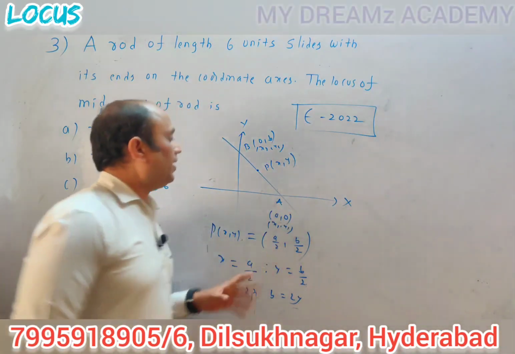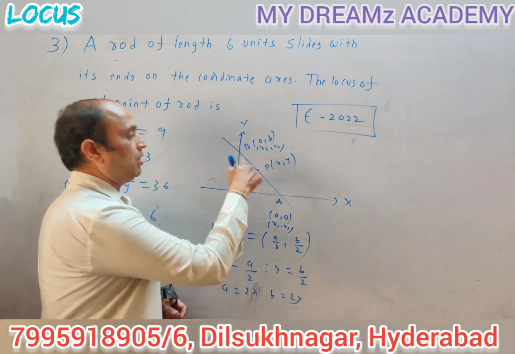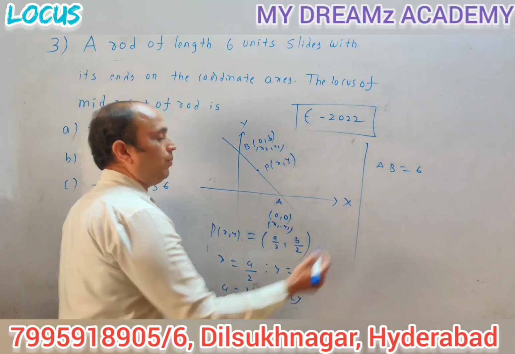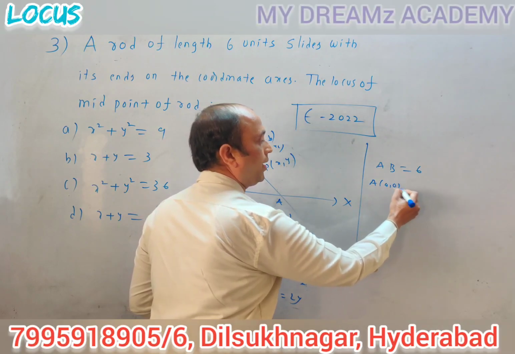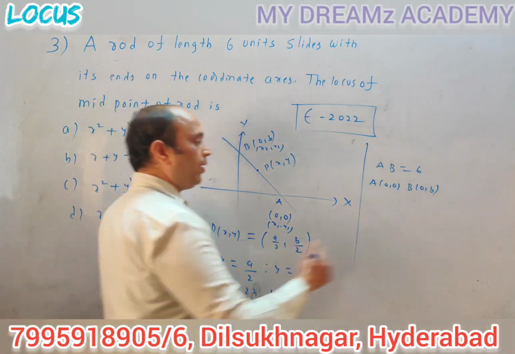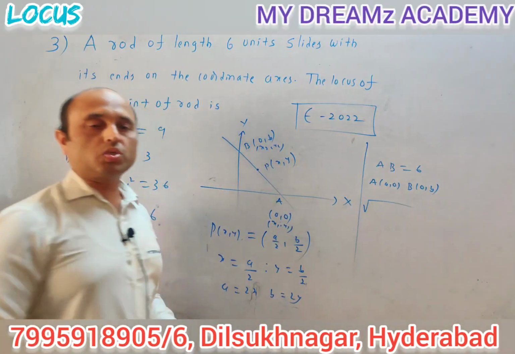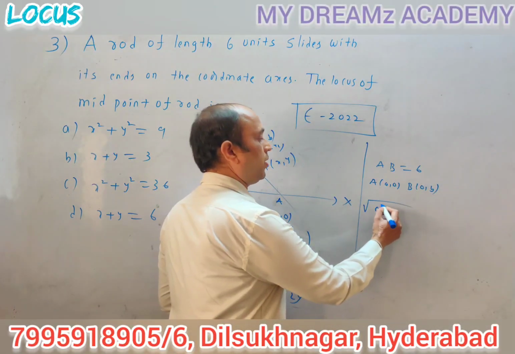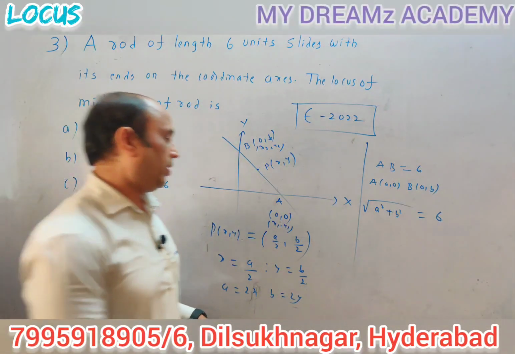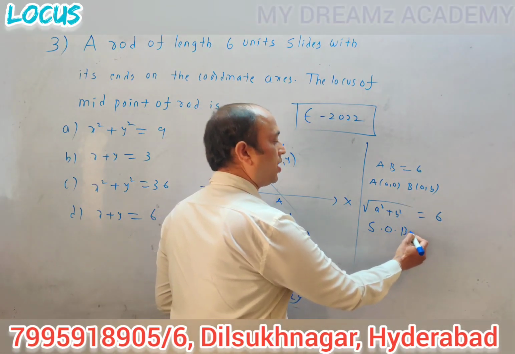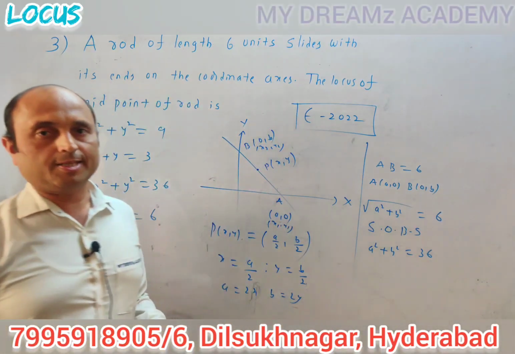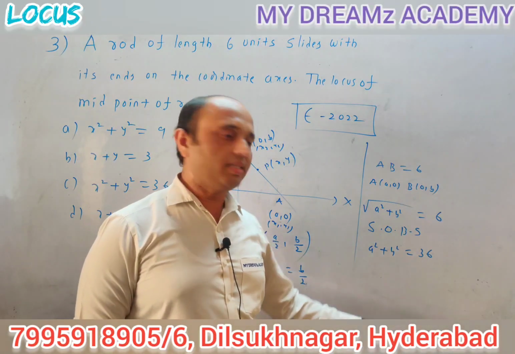But another condition is given: the length of AB is equal to 6. With A equal to (a, 0) and B equal to (0, b), the length of rod AB is the square root of (x2 minus x1) whole square plus (y2 minus y1) whole square, which is the square root of a square plus b square, equal to 6. Squaring on both sides, a square plus b square is equal to 36. But this is not the locus.